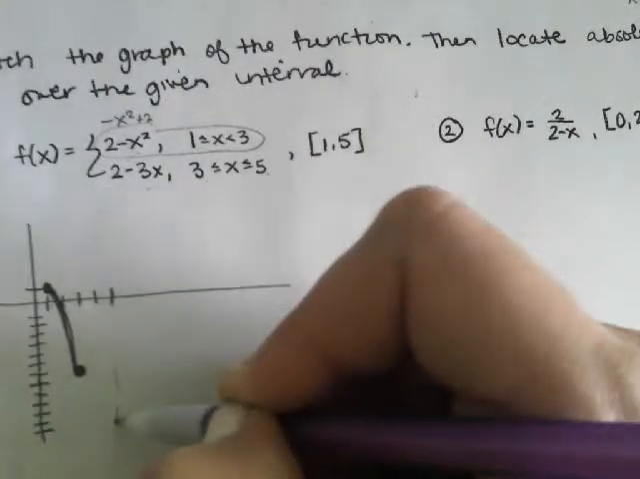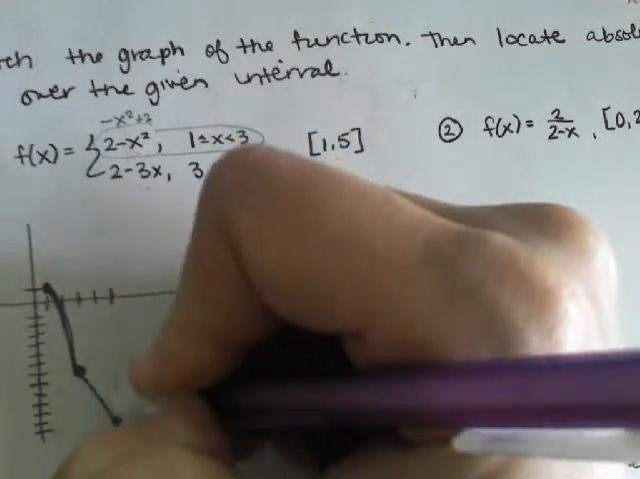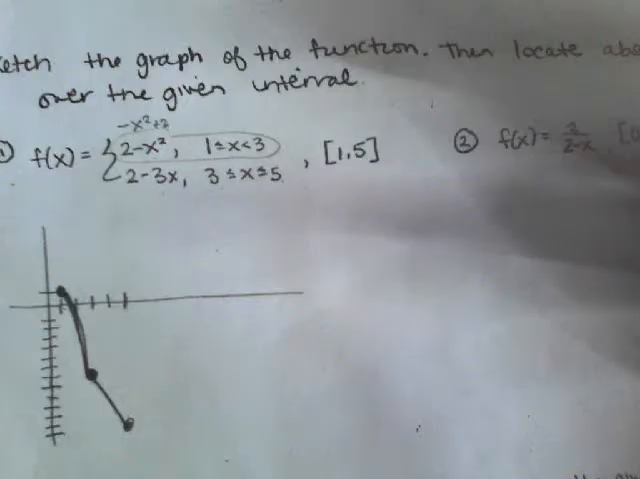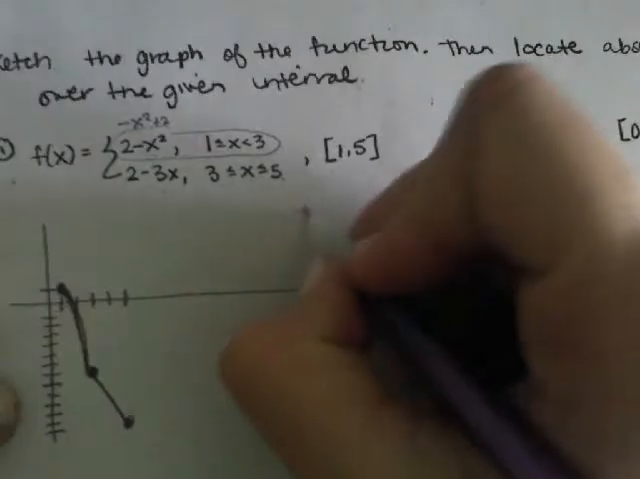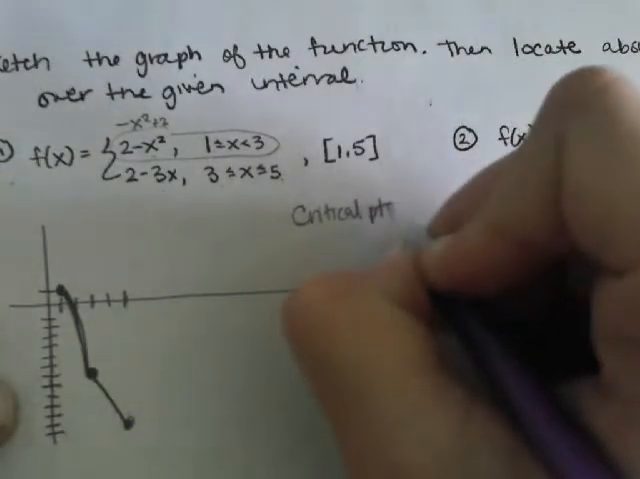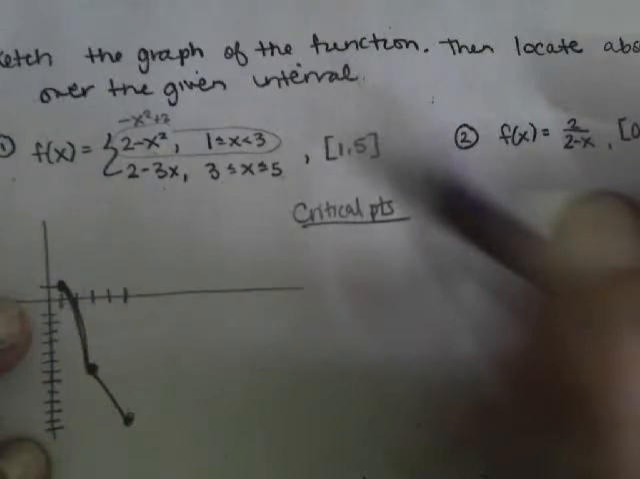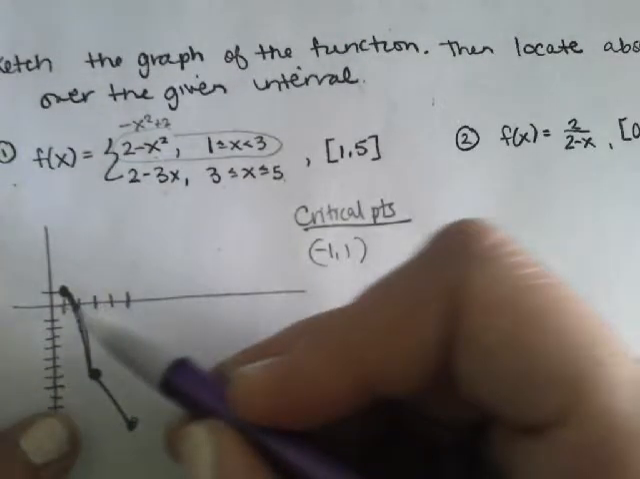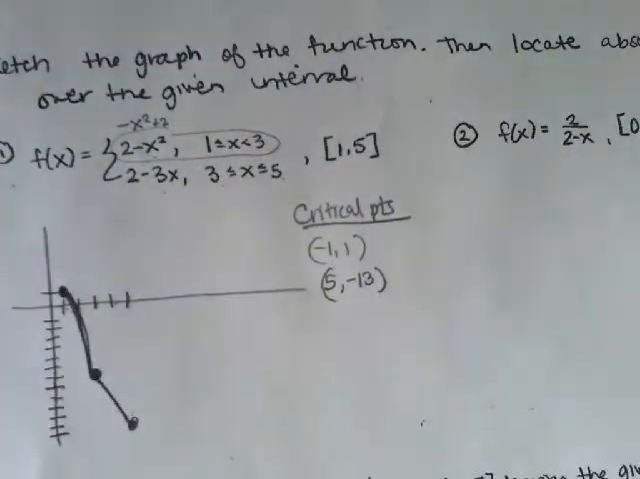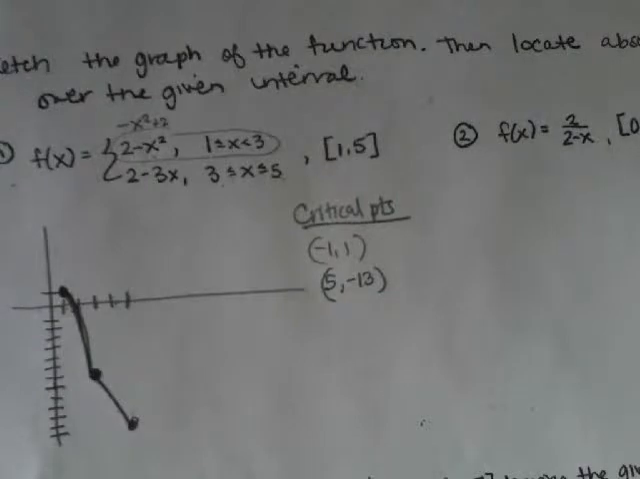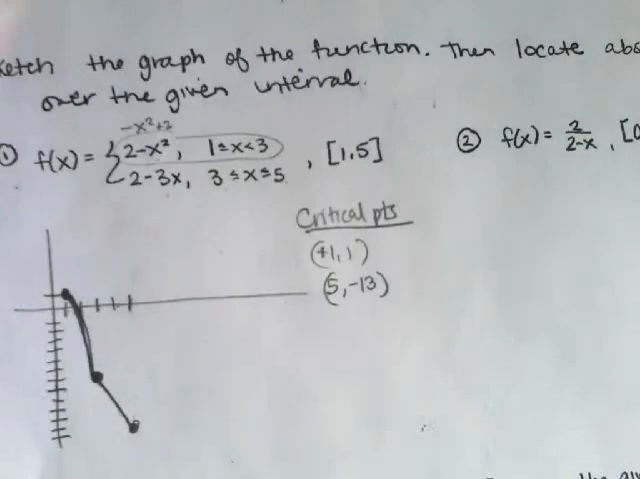So obviously our endpoints, if you look at our critical points, the endpoints would be (1, 1) and (5, -13). Where is the slope 0 on this graph? I don't know. Good catch. (1, 1). Well done, Dan. That's right.